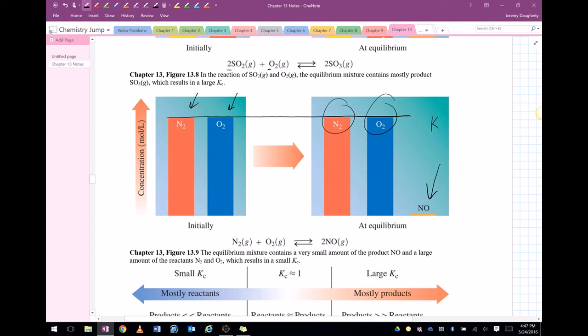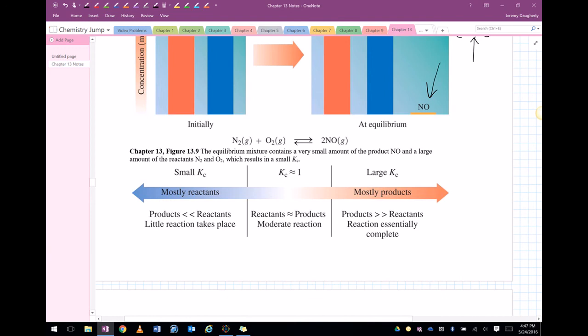And so if I look at K, products over reactants, I see that I have a small number of products over a large number of reactants. So this K is going to be small. And by small, we mean less than 1.